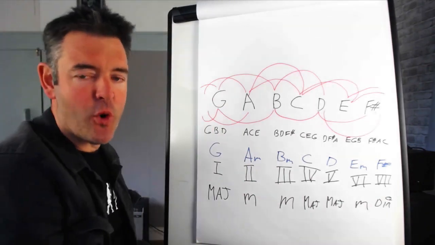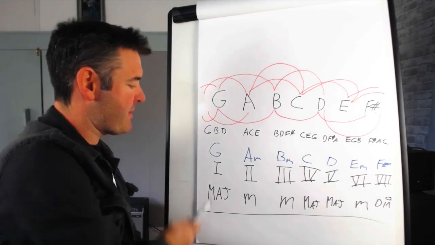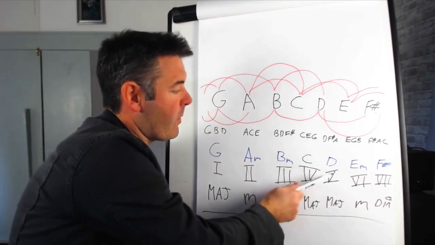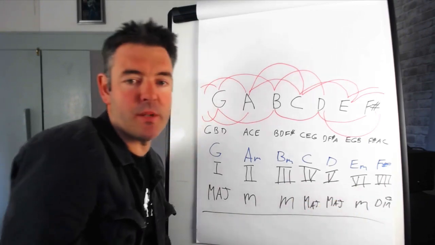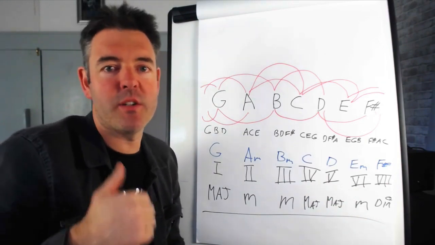Now, remember this formula. This is really important. Our 1st chord is major, our second chord is minor, our third chord is minor, our fourth and fifth chords are major, our sixth chord is minor, our seventh chord is diminished. Major, minor, minor, major, major, minor, diminished.